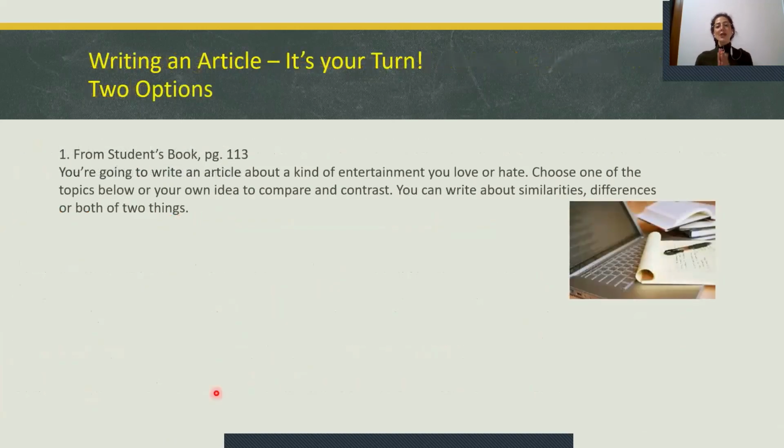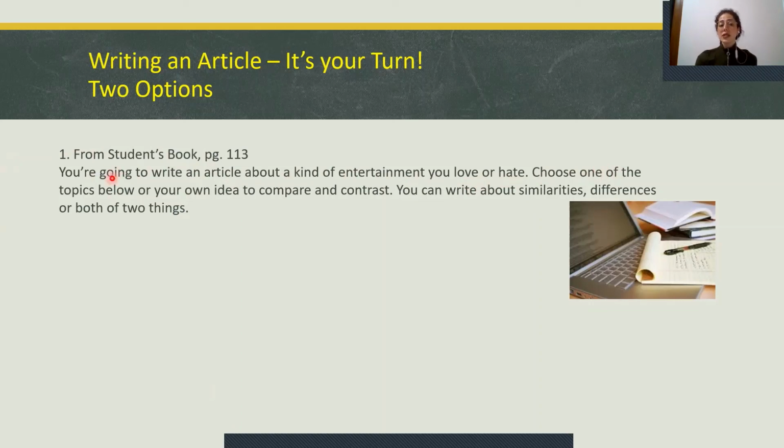Okay, guys, now it's your turn to try to write a compare and contrast essay. I'm presenting you 2 options. You will choose just one option. Your first option, you can benefit from the students' book and complete the homework of the students' book on page 113. What you are expected to do in this homework? You are going to write an article about the kind of entertainment you love or hate.